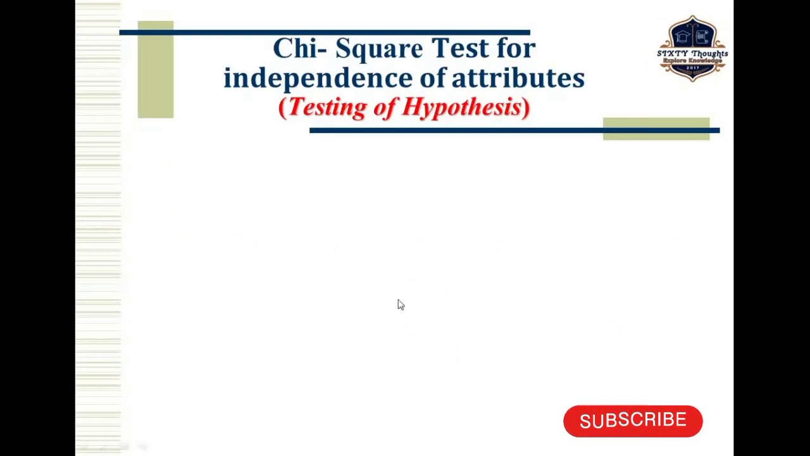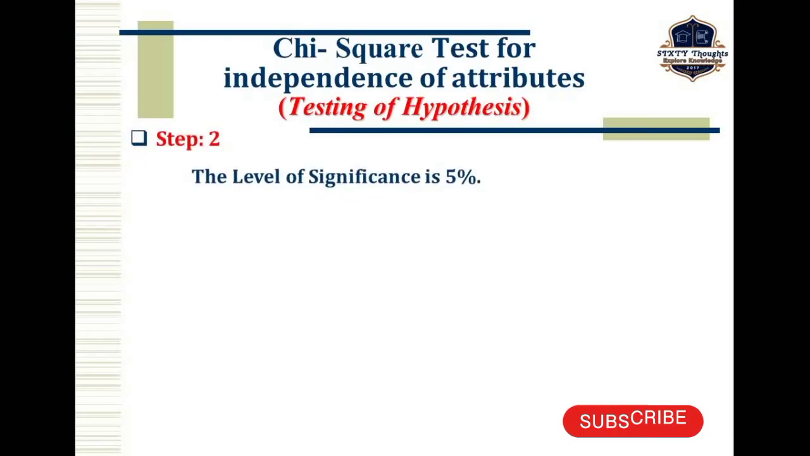Now step number 2. What is step number 2? We write that the level of significance is 5%. Why? Because the given problem does not mention any level of significance. In such a case, you consider 5% as the standard level. Step number 3, we find the chi-square value.